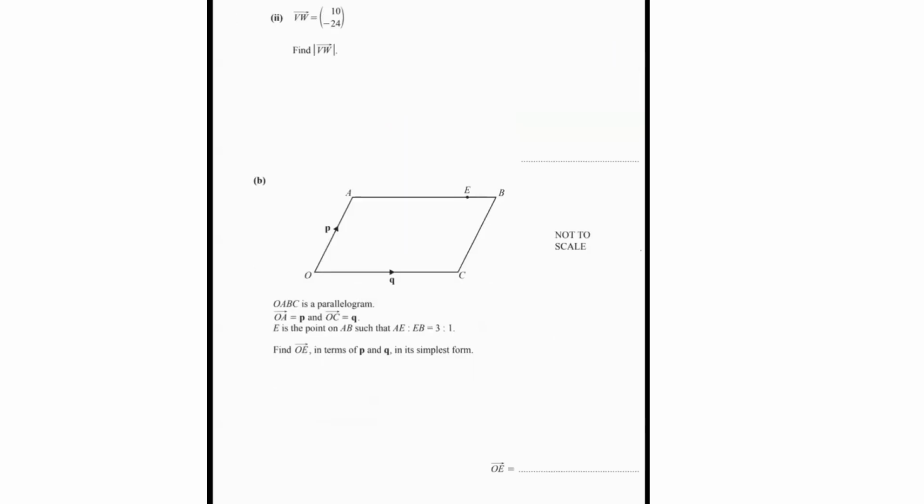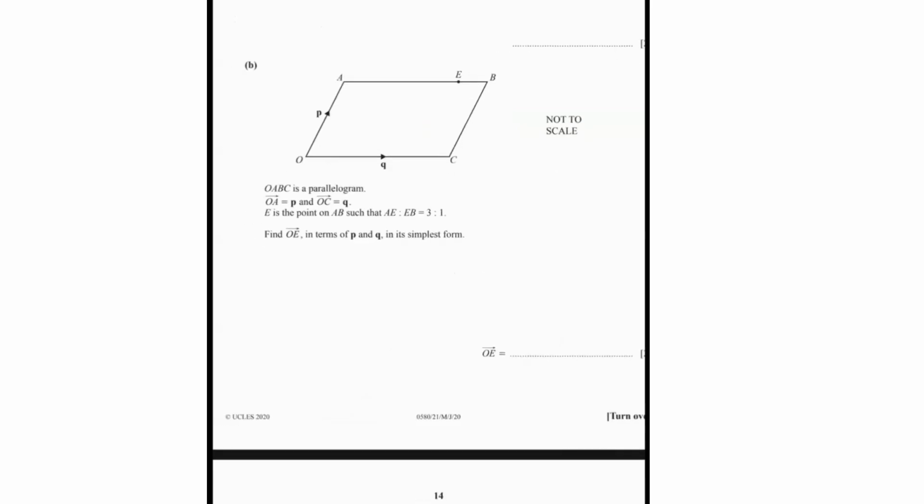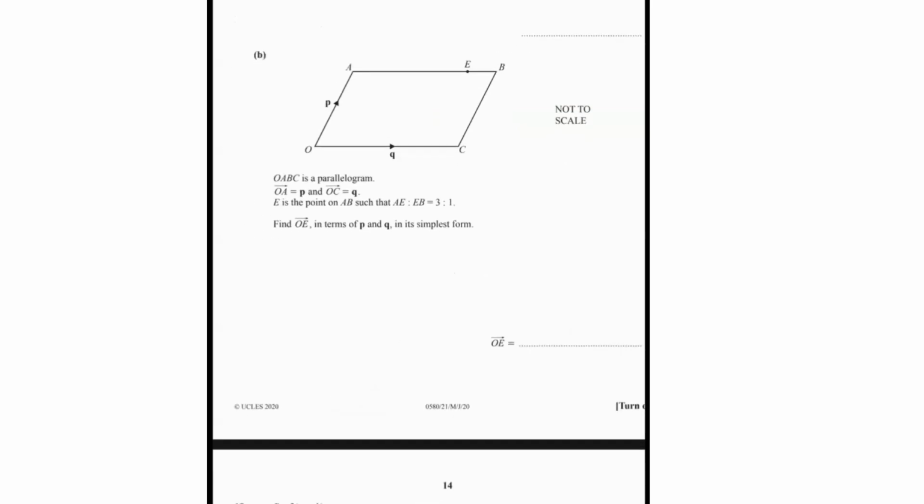Part B. OABC is a parallelogram. Okay, E is the point on AB such that AE to AB is 3:1. So this is 3 units, this is 1 unit. Find OE. I want to find this one here.